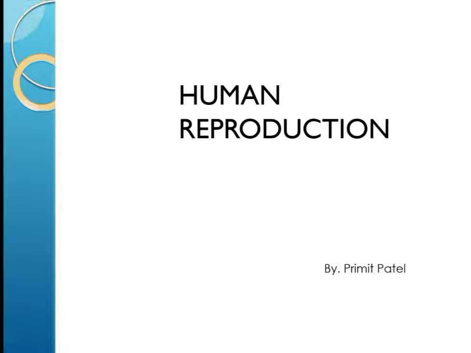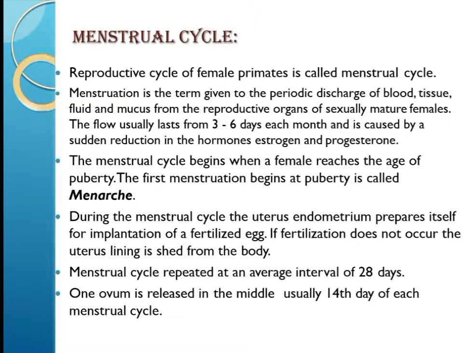In our today's video, we will be learning about the menstrual cycle. The menstrual cycle is the reproductive cycle in female primates. Example, monkeys, apes, and human beings.